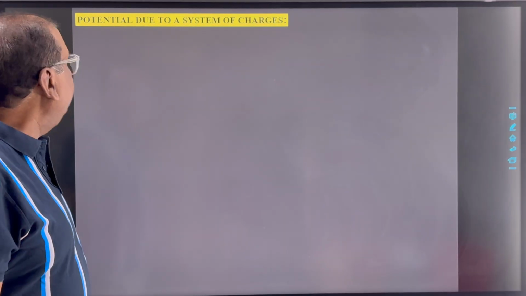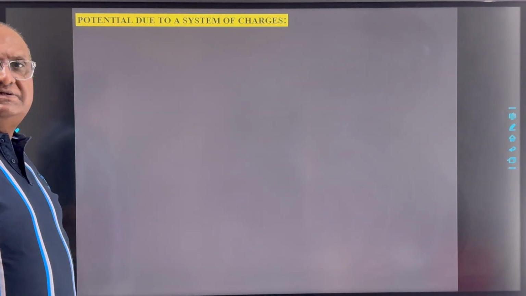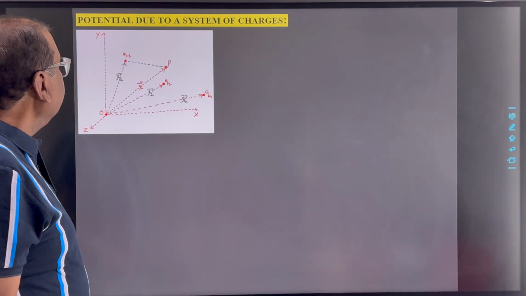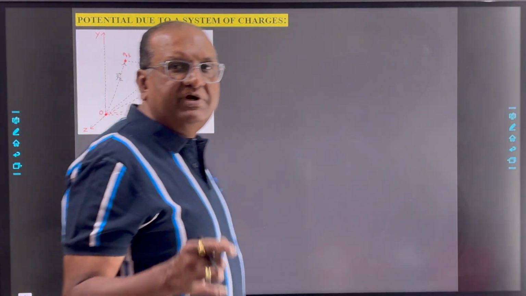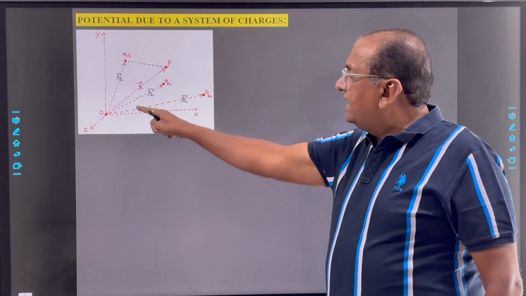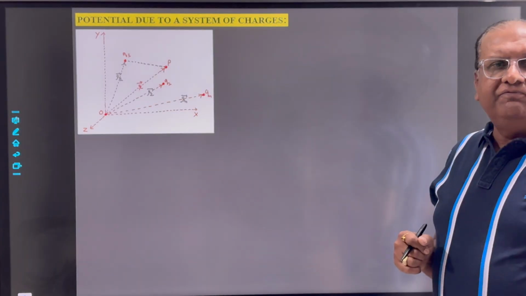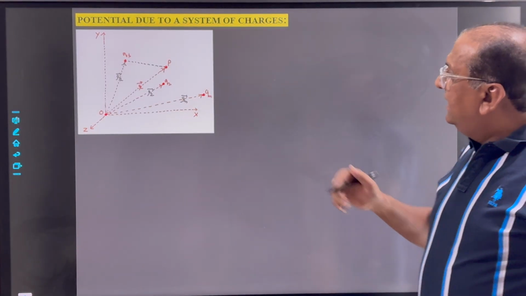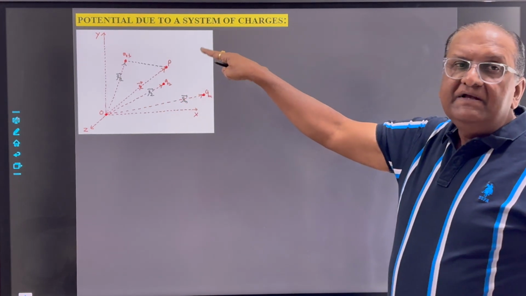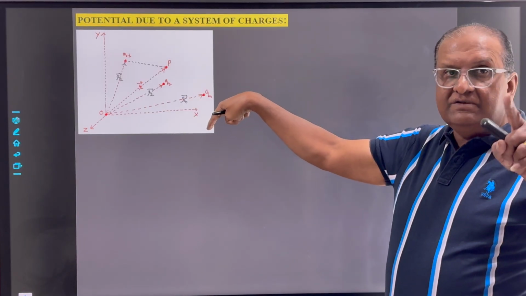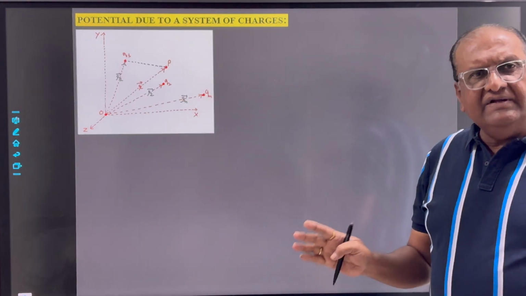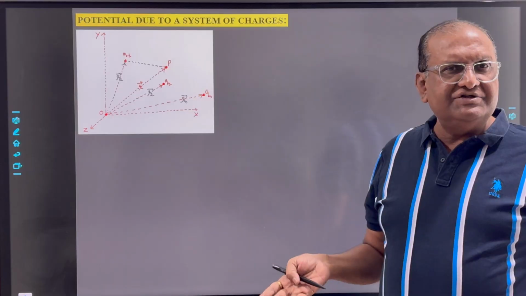Now next topic, that is potential due to a system of charges. See, suppose we have a system of n charges Q1, Q2, Q3 up to Qn, having position vectors r1, r2, r3 up to rn with respect to the origin of a Cartesian coordinate system. And we want to find the electric potential due to this entire charge distribution. This is the discrete distribution of charges, at point P having position vector r. Very simple thing. Here we can use the superposition principle.